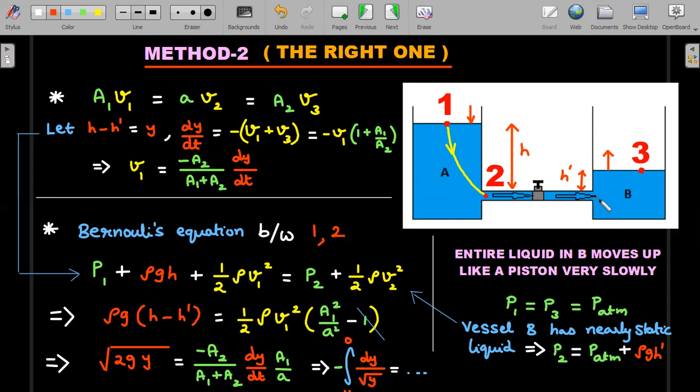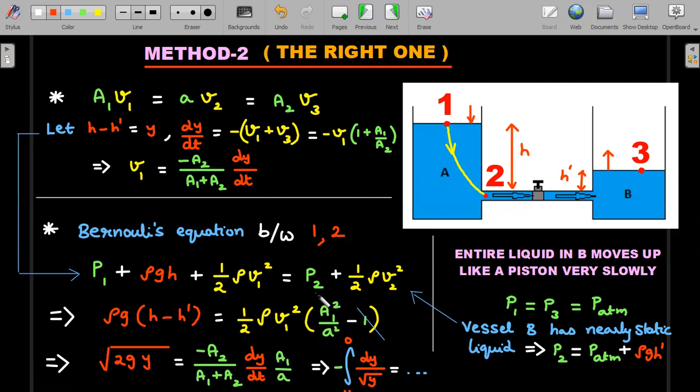Not only that, at the level of the valve, the pressure inside this tube, which is a uniform flow with the same velocities throughout, should be the same as the pressure at this line. I will write it as P atmosphere from this side plus rho g h prime. So this P2 value I'll substitute here, and P1 is already P atmosphere. After cancelling the P atmosphere on both sides, you'll end up with a rho g h prime on this side, which I'll take to the other side, and the left-hand side becomes rho g times h minus h prime. And this half rho v1 squared, I'll move to the other side, and you'll end up having this kind of a term.